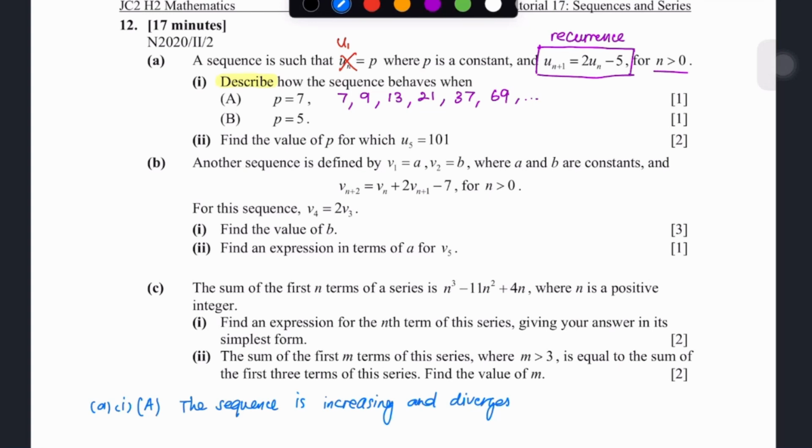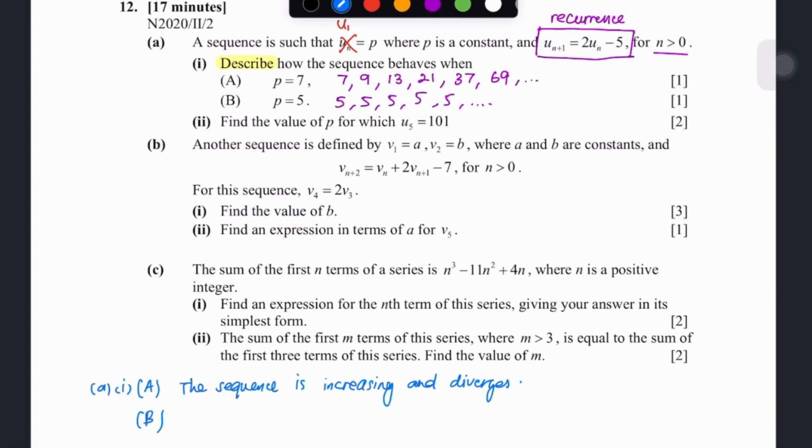So that's part A. Let's look at part B, when P equals 5. 2 times 5 minus 5. First term is 5, second term is 5, third term 5, fourth term 5, fifth term 5. Agree? 2 times 5 minus 5 is 5, correct? The sequence is just constant. The sequence doesn't change.